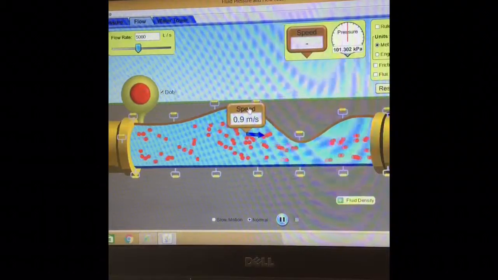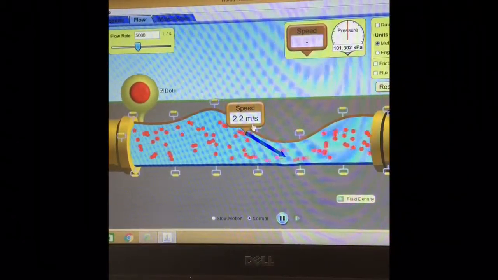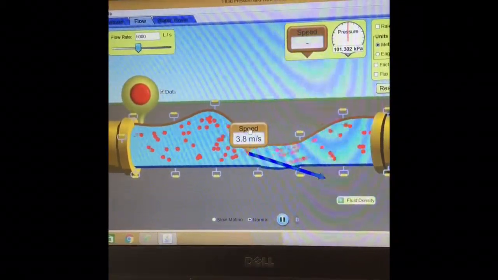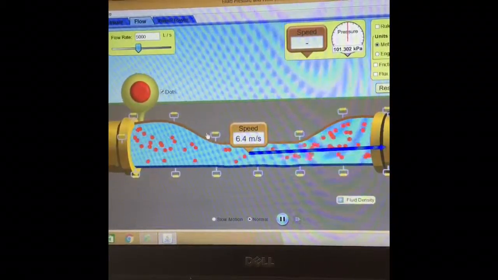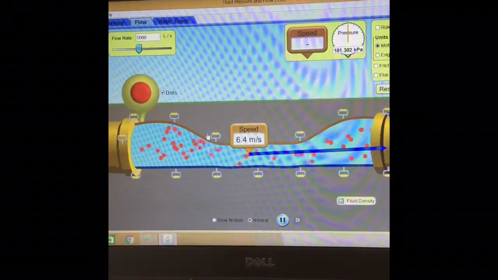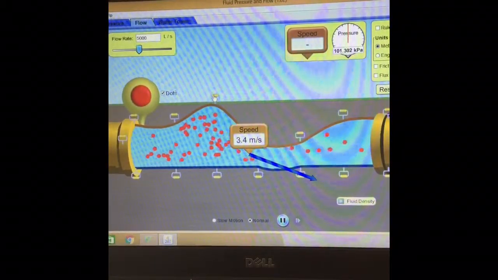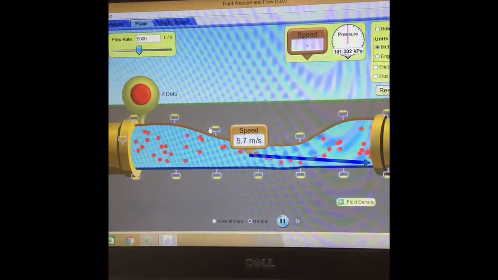Once again, I just want to show this to make sure we have this down. Notice as you decrease the area, the speed increases. And this makes sense because the equation states that A1 times V1 equals A2 times V2. So as one of the components decreases or increases, it will do the opposite to the other side.